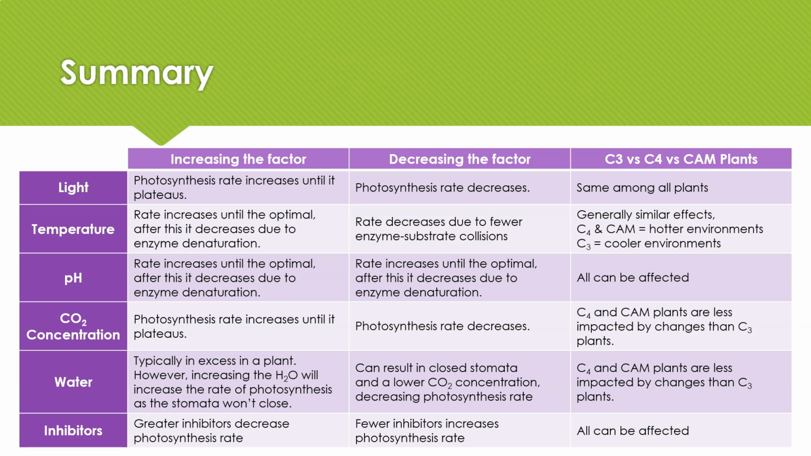So everything we've sort of talked about, you can find summarized into this table here. So you can see each factor, what would happen if you generally increase the factor, what generally happens when you decrease it, and are there differences between the C3, C4 and CAM plants, or are they affected in a similar way?